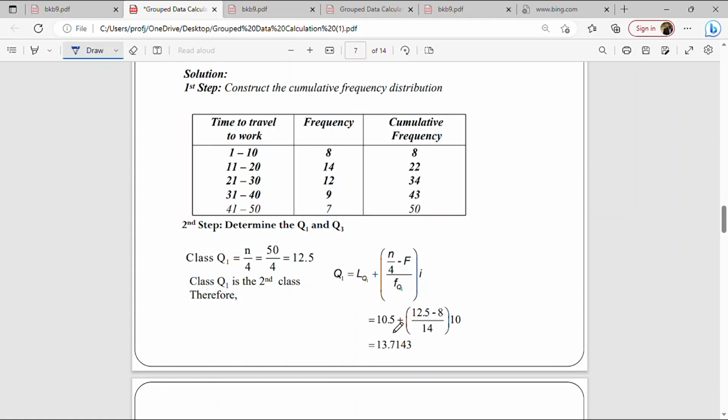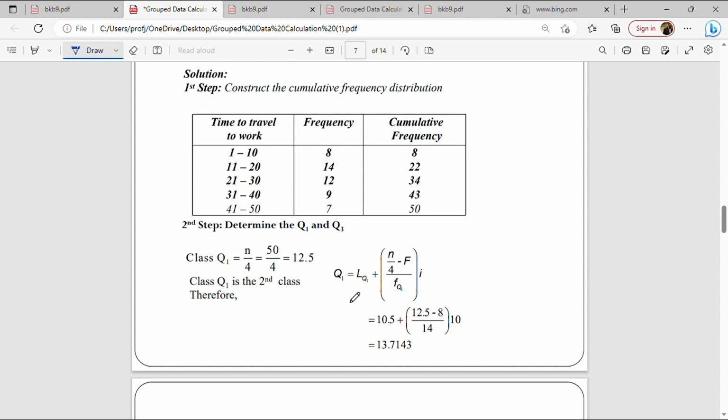You see that? Lower class boundary of quartile 1 is 10.5. As I said earlier, then 12.5 minus 8 all over frequency of quartile 1, which is 14. Do you understand my point? It is quite easy. The same thing you do for quartile 3, or third quartile.